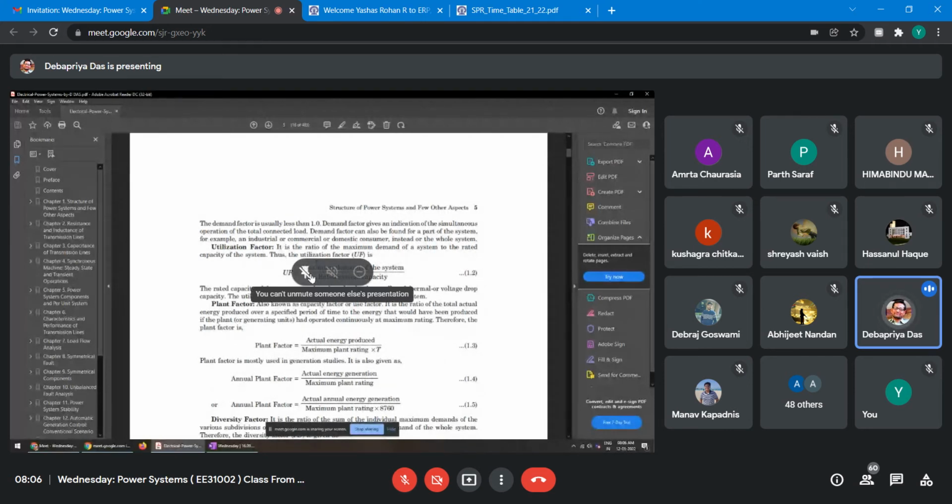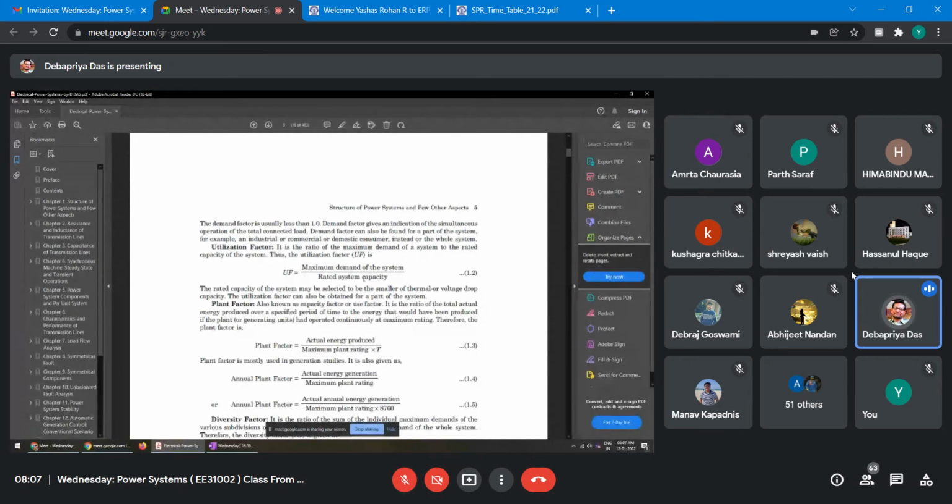It is the ratio of the maximum demand of a system to the rated capacity of the system. Thus the utilization factor is maximum demand of the system over rated system capacity. For example, suppose in a power plant you have a few generating units, 100 megawatt, 125 megawatt, 200 megawatt rating. You add all this, and at a particular time you see what is the maximum demand of the system in 24 hours. So maximum demand by rated capacity will be less than or equal to 1. Later in numericals we'll see this value. And this is utilization factor.